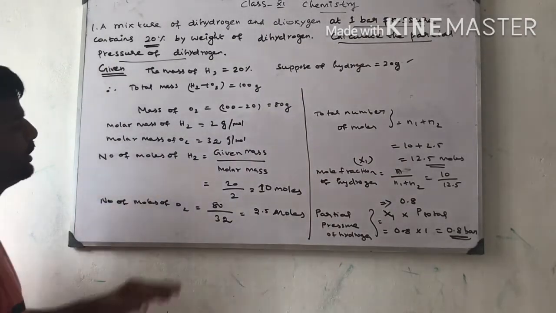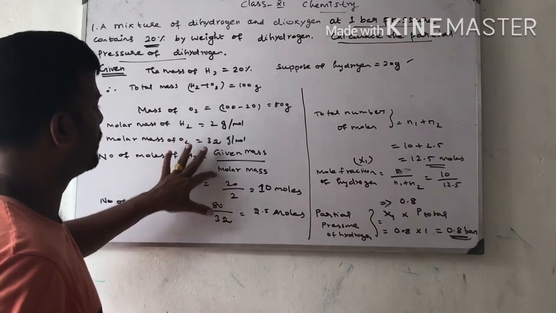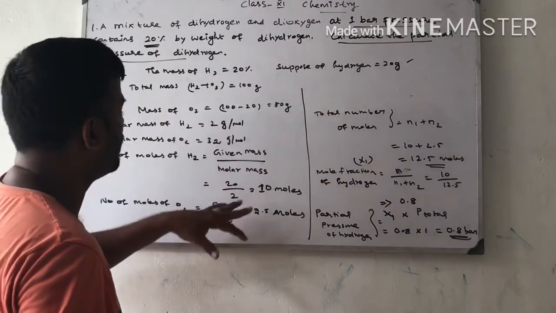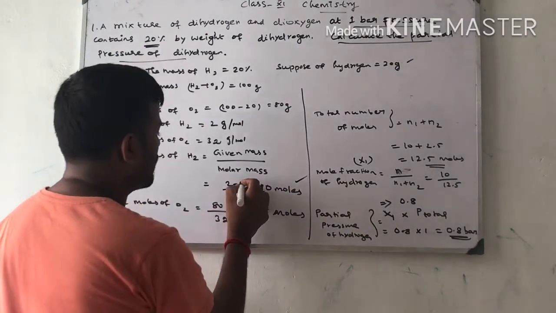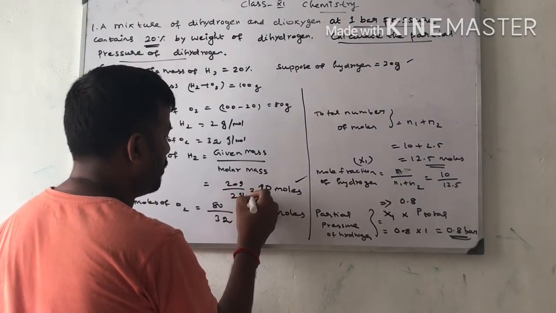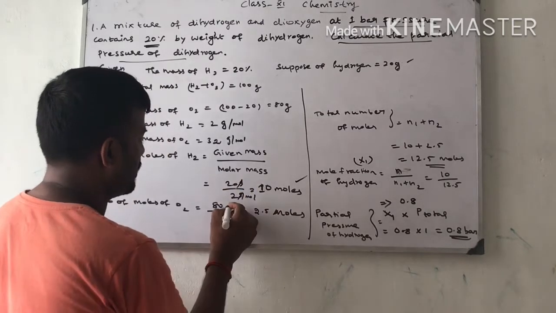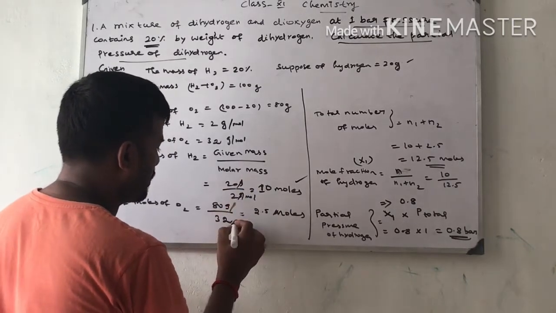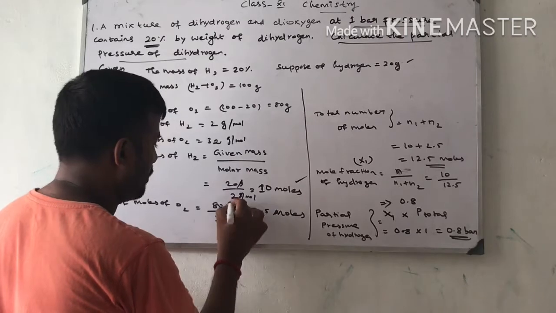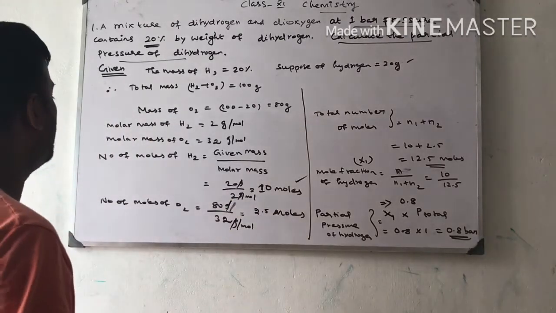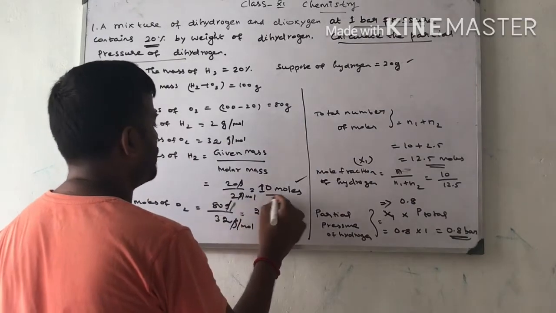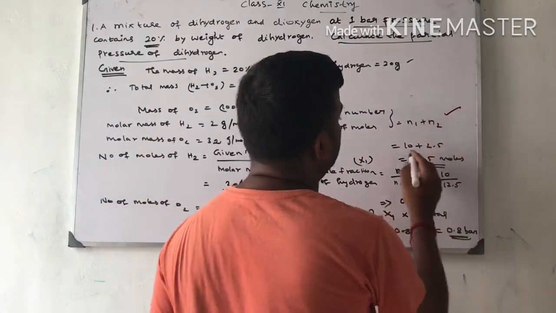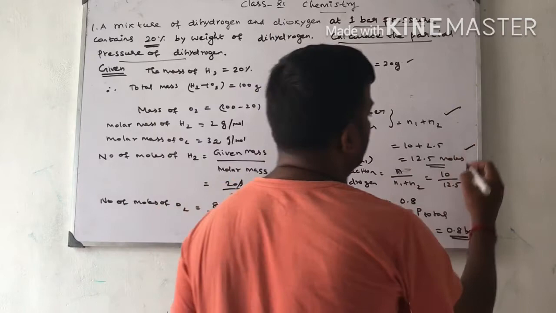Number of moles of hydrogen is equal to given mass by molar mass. Given mass is 20 gram. We know that molar mass is 2 gram per mole. Gram cancels, so 10 moles. Similarly for oxygen, gram cancels, and you get number of moles of oxygen as 2.5 moles. Hydrogen is 10 moles. So total number of moles N1 plus N2 is equal to 12.5 moles.